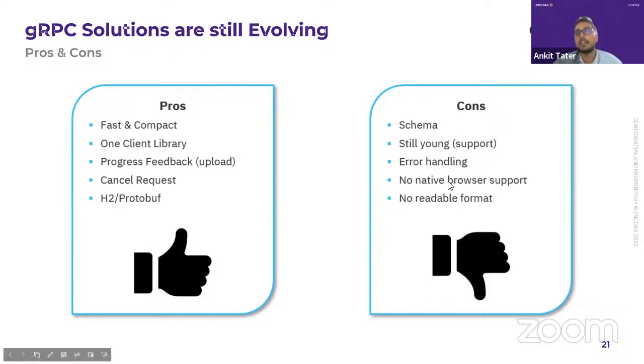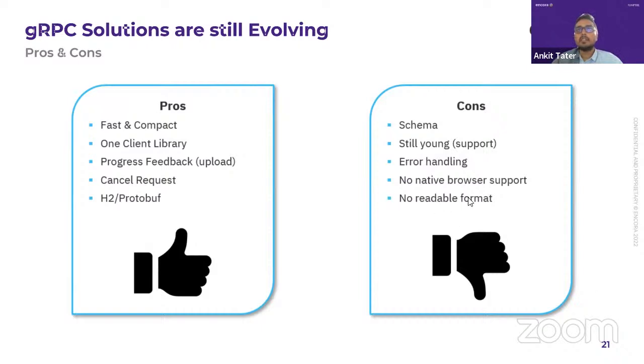The next is error handling. In terms of REST, you have a lot of error status codes. For example, for a bad request you get a 400, and if you're unauthorized, you get status code 401 and so on. But this is missing from gRPC. You have to have your own implementation for error handling, so that requires a bit of code implementation around it.